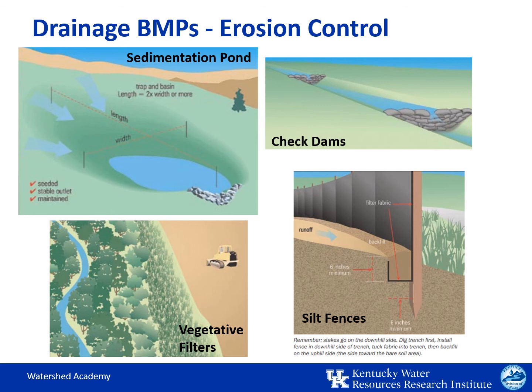These fences need to be properly installed to prevent failure, which includes placing them along the land's contours to capture flows and installing the stakes on the downhill side of the fence and burying the fabric and stakes in about 8 to 10 inches of dirt.